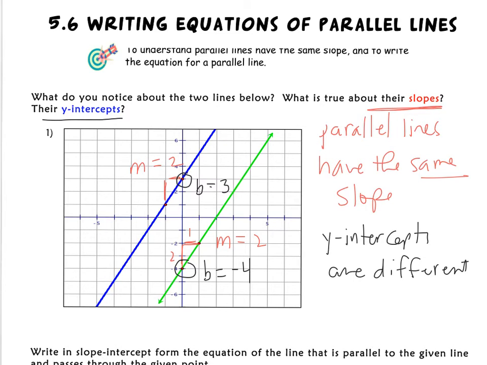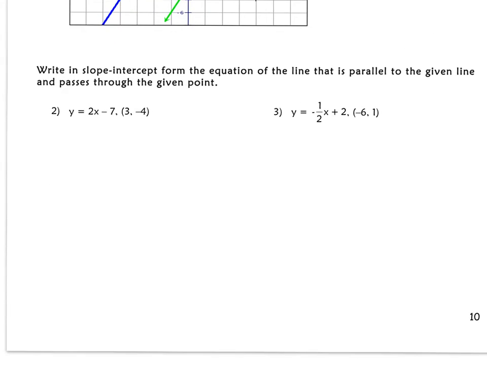Okay, so that's important because when we get to writing the equations of lines, sometimes I'm going to give you an equation of a line and have you find the equation of a parallel line. Well, we're not going to look at the y-intercept, we're only going to look at the slope. So again, big idea is that parallel lines have the same slope.